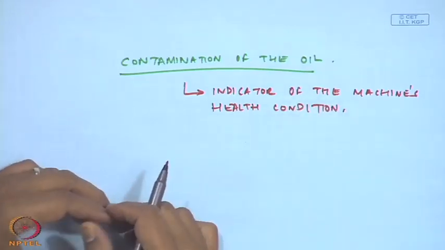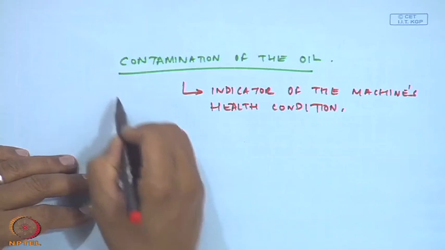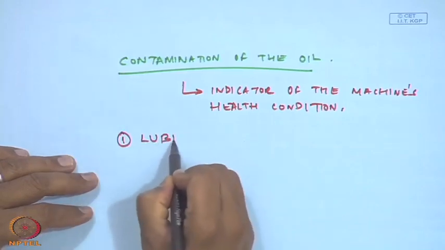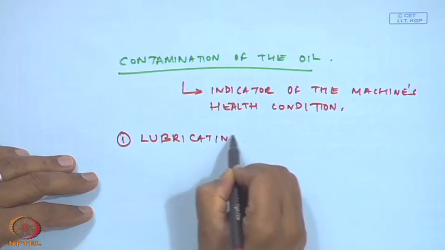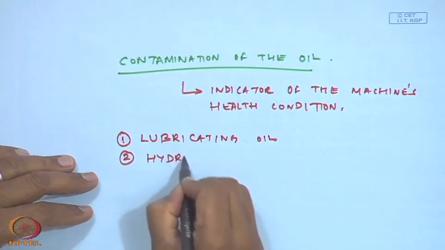Now, you will see that in every machine, be it an IC engine, a pump, a blower, etcetera, we need to have lubricating oil between the components, particularly at the bearing locations, wherever the surfaces are contacting each other, sliding one over the other. We need to give oil. Apart from it, there is another scenario. One is this lubricating oil. Another component is the hydraulic oil.